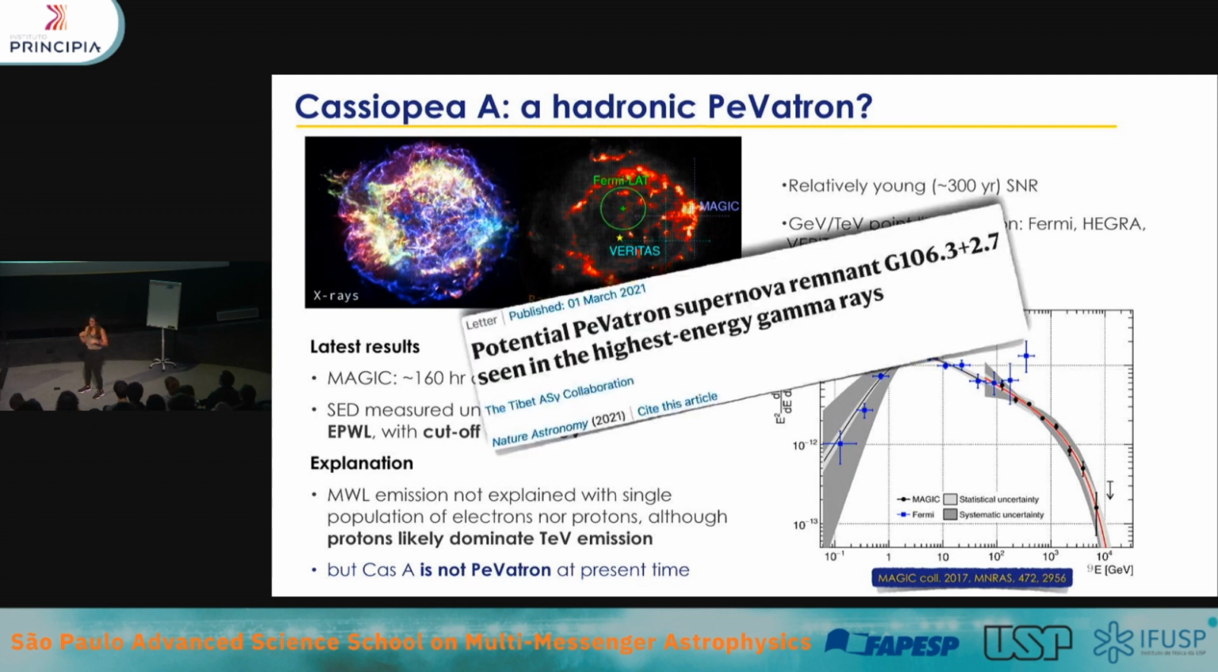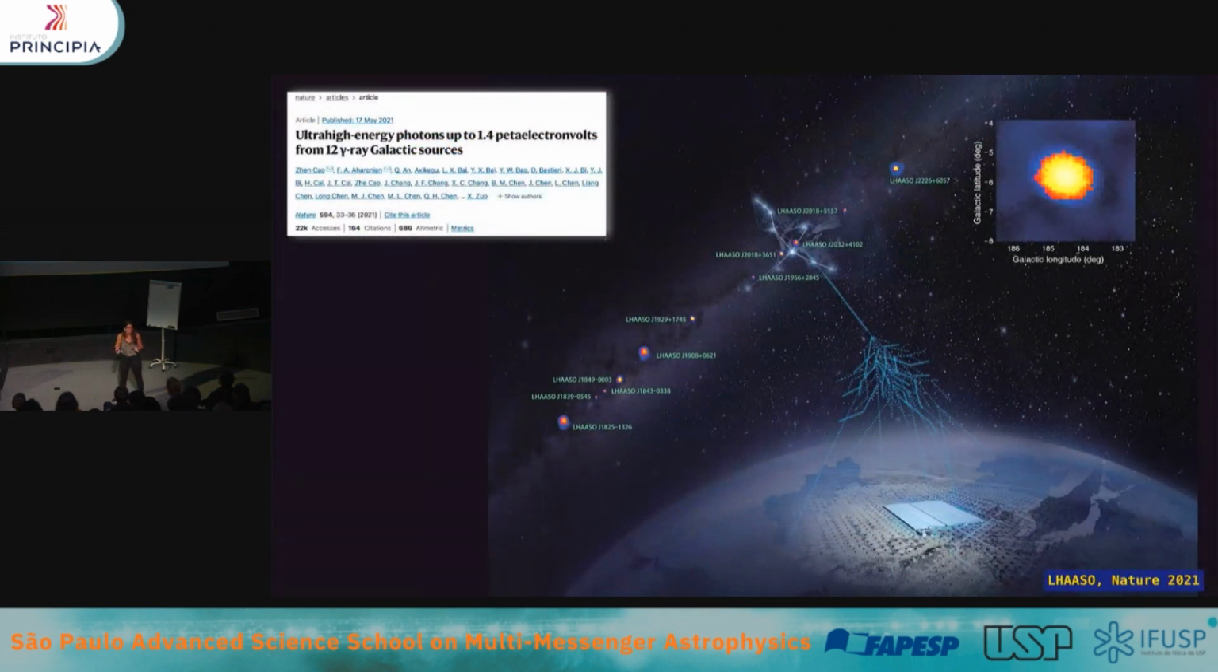However, in the last few years, there are these particle detectors, these extensive air shower detectors, such as HAWC and LHAASO. Two years ago already, there was some potential pevatron supernova remnant seen in the highest energy gamma rays by the Tibet collaboration. So there were some hints that supernova remnants can indeed contribute. One of the highlight discoveries in the last years is the results by the LHAASO collaboration, the detectors that are in China, where they said that they detected two gamma ray sources at ultra high energies, reaching 1.5 peta electron volts. These are the sources you can see here.